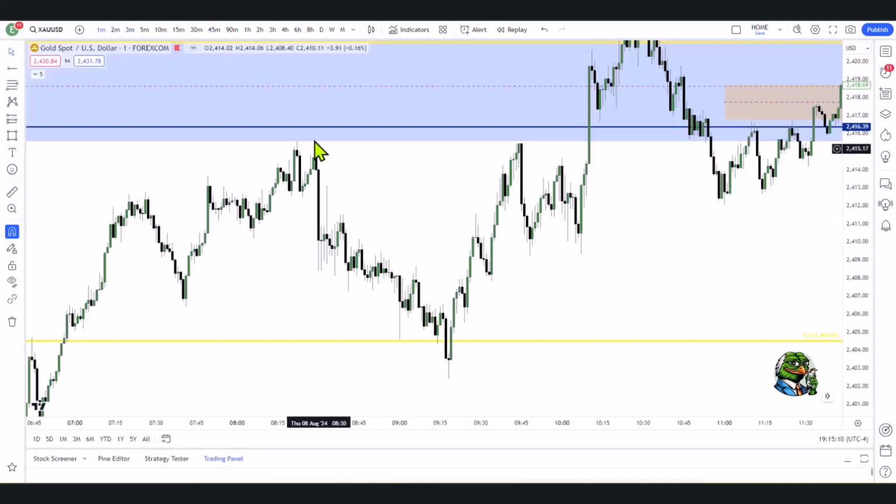So again, we have that dump for the pump. Now, I've always said that the best time to trade gold in the New York session is going to be that 9:30 a.m.